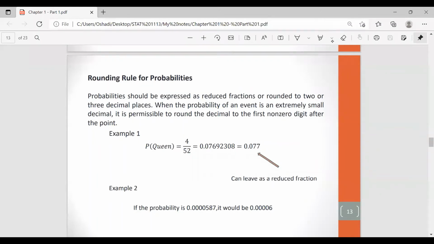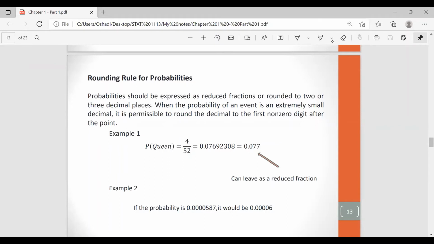When the probability of an event is an extremely small decimal, it is permissible to round the decimal to the first non-zero digit after the point. And for an example, in the first example, you can see there are so many decimal places here. So we have to round it to 2 or 3 decimal places, like 0.077. You can also leave this as a reduced fraction as well, right? 1/30.